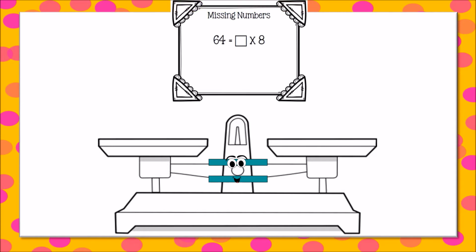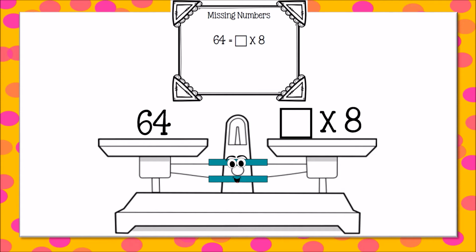We had the problem 64 is equal to something times 8. Let's represent it on our scale. Well, on the one side we have 64. We want 64 to be on the other side as well to cause a balance, or to cause both sides to have the same amount and be equal. But we don't have 64 on the right side. We just have something times 8.